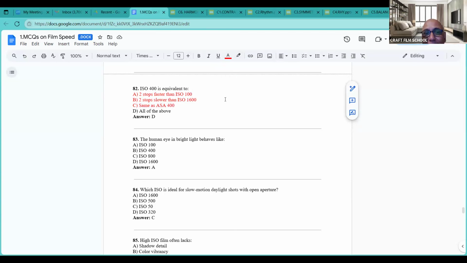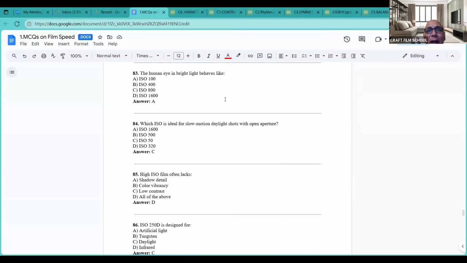So he applied his mind, but here he missed the boat. It's a very tricky question. 2 stops faster, 2 stops slower, same as 400, all of the above. So now this is the correct answer, and hence D is the correct answer. Is it clear to everybody? Okay.